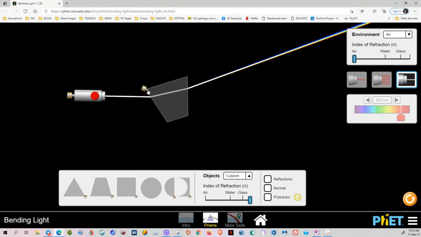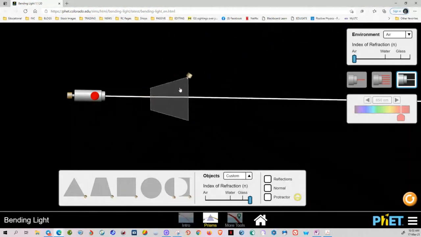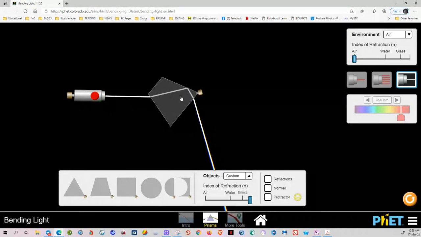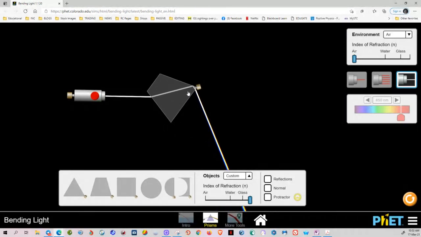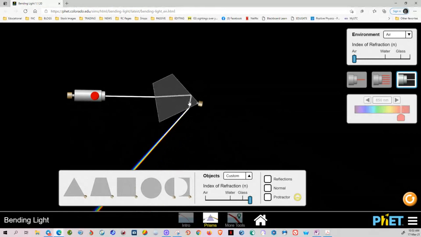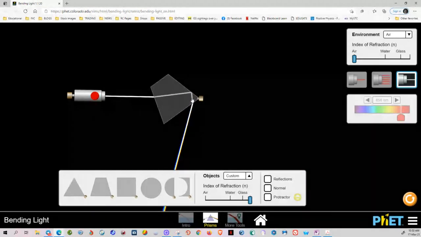Okay, is that clear, Shawab, what it means, total internal reflection? When all the light inside the glass is reflected and none of the light is refracted. Is that clear, Shawab, what it means, total internal reflection?